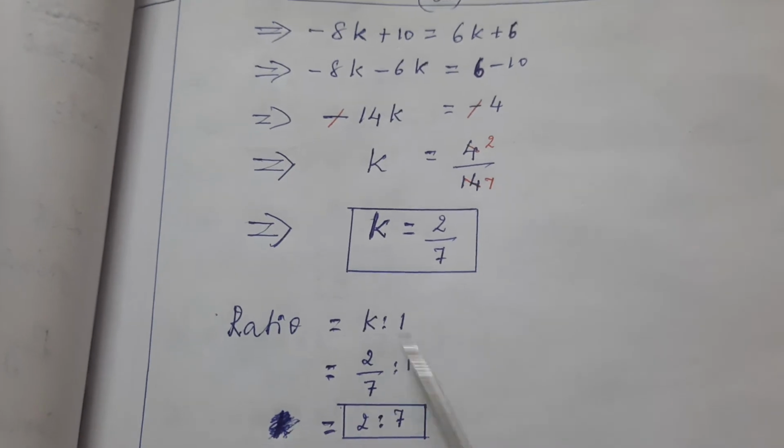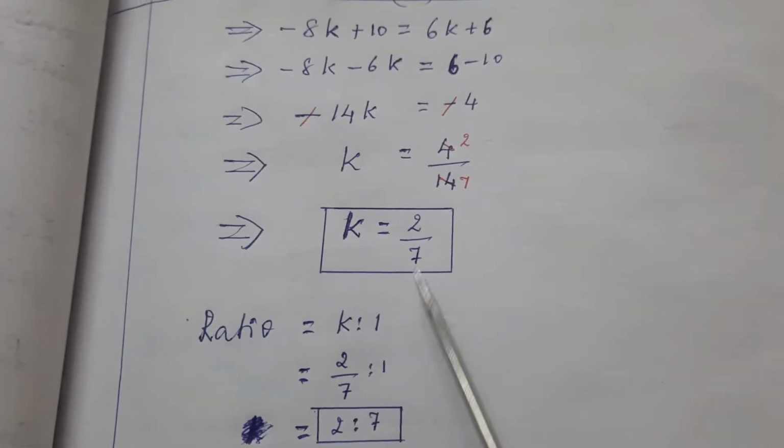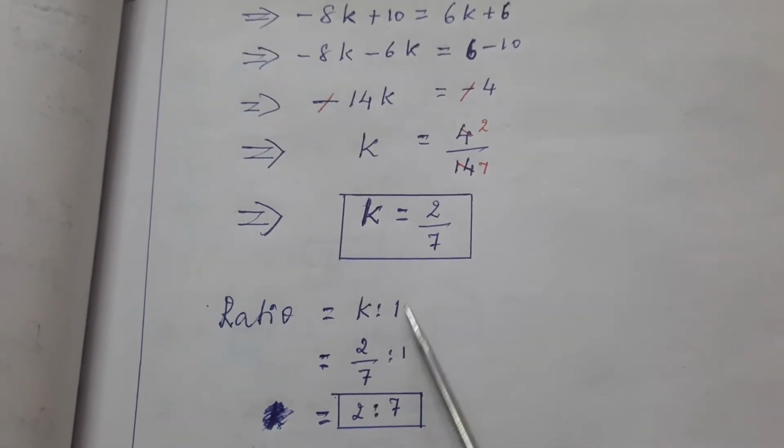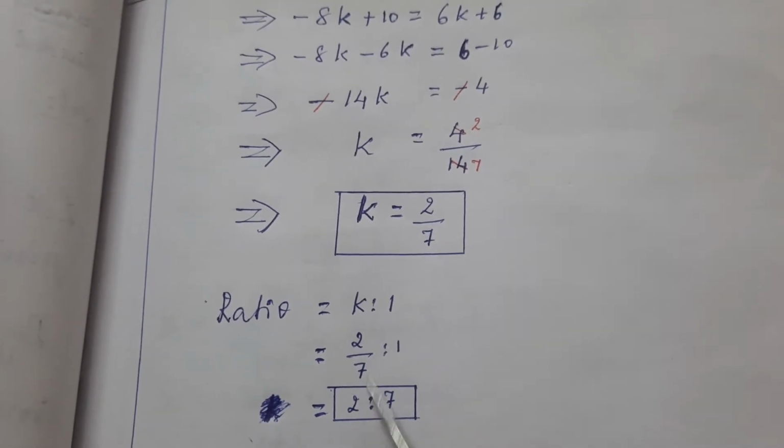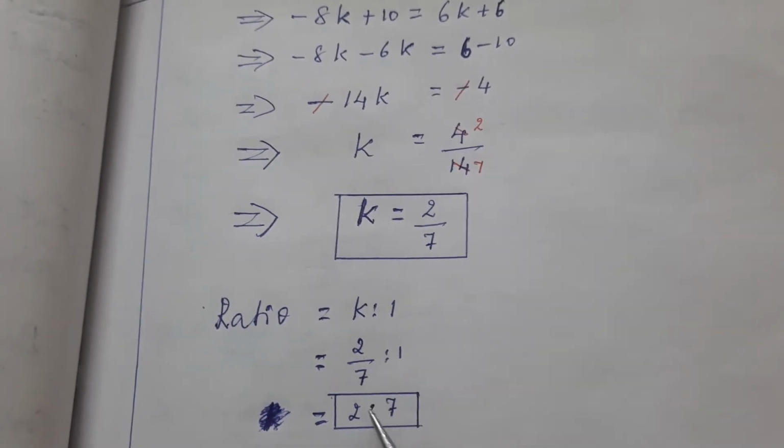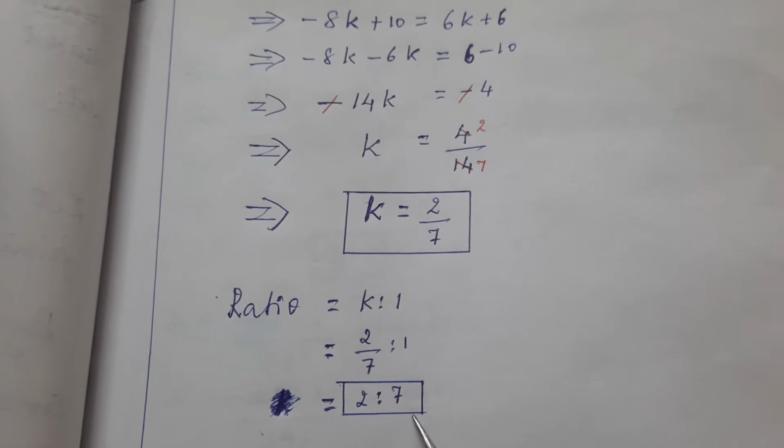Now we have assumed the ratio to be k is to 1. So instead of k, I am writing 2 by 7 is to 1. When I cross multiply, I get 2 is to 7. This is the required ratio.